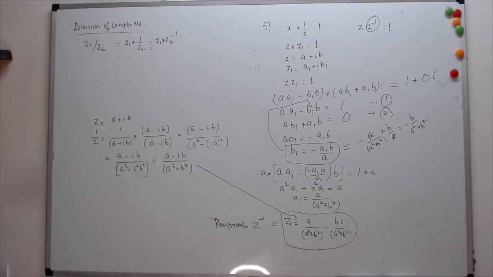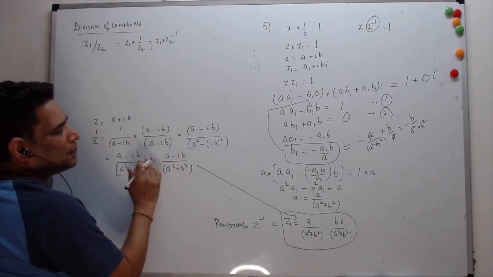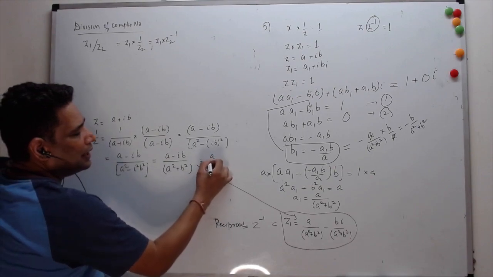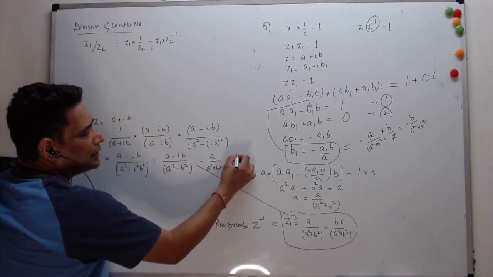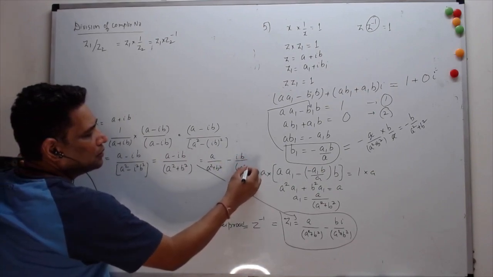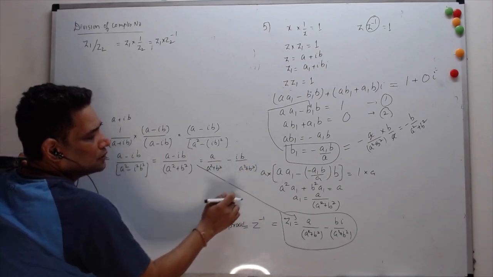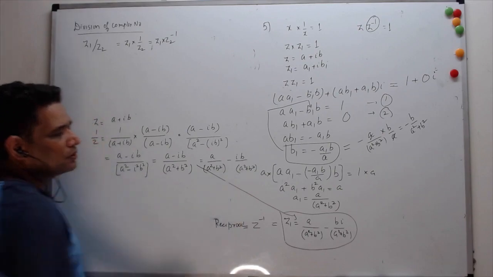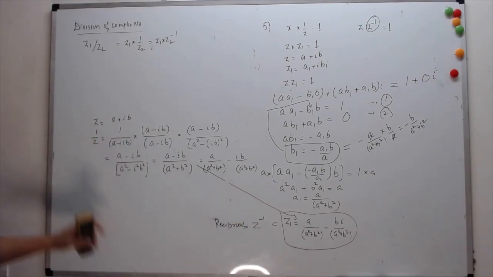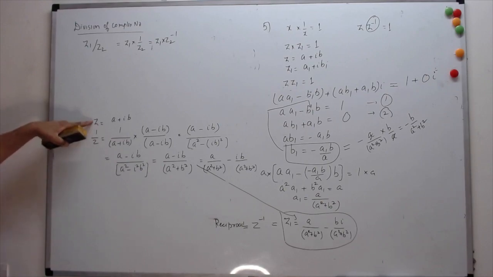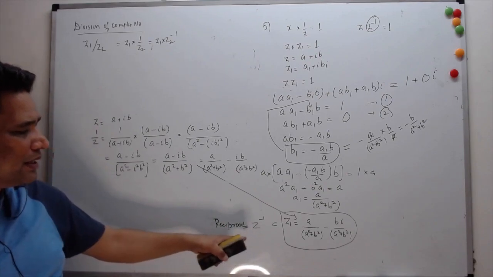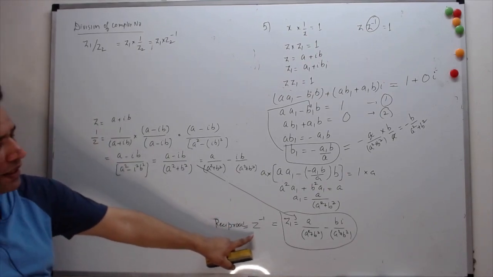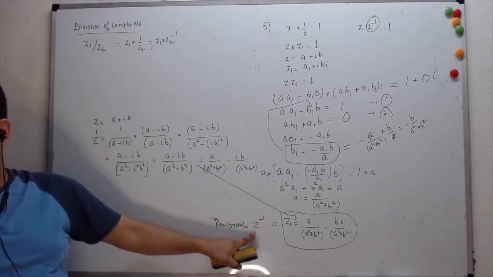How? In the denominator, I've just taken it as common over here. I can split it into two. If I need to write it in a plus ib form, I can write it as a over a square plus b square, which is the real part, minus I times b over a square plus b square. And that exactly is the same. Meaning 1 over z, or the reciprocal of a complex number, is actually its multiplicative inverse, which is also the same as z raised to the power minus 1.